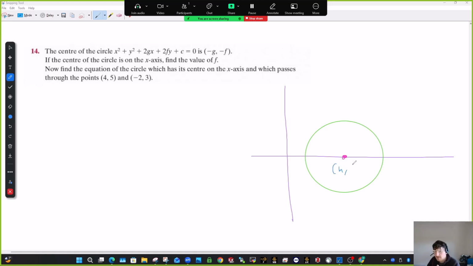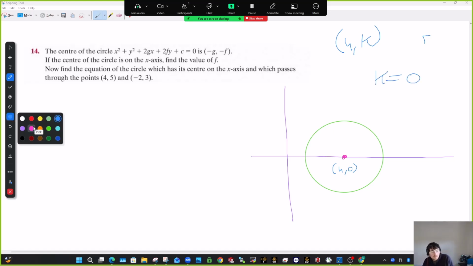Usually if you don't like the g, f, and c method, you should be calling the center of your circle (h, k) and your radius r. So we know here that k was 0, because you're on the x-axis, so you put that in there. Now, if you're the person who likes the bisectors method, you've just been given 2 points here, haven't you?